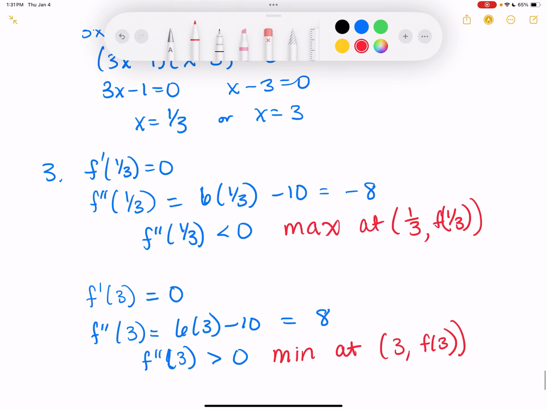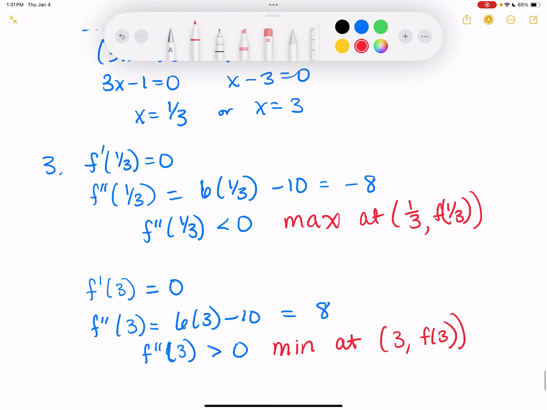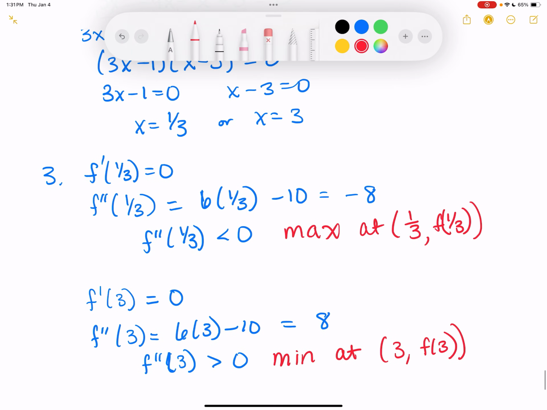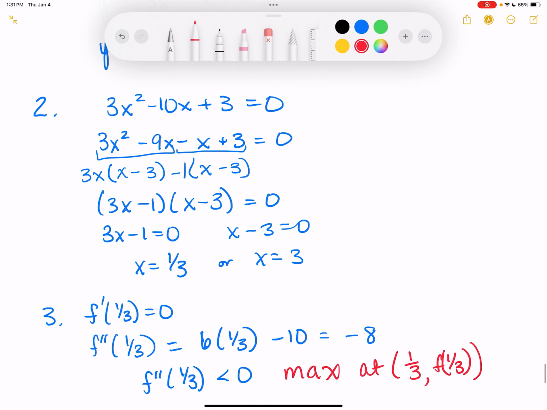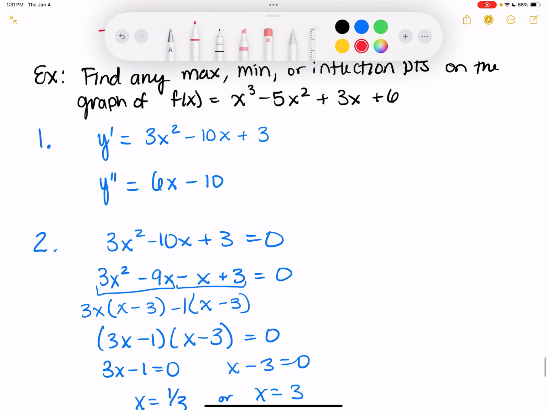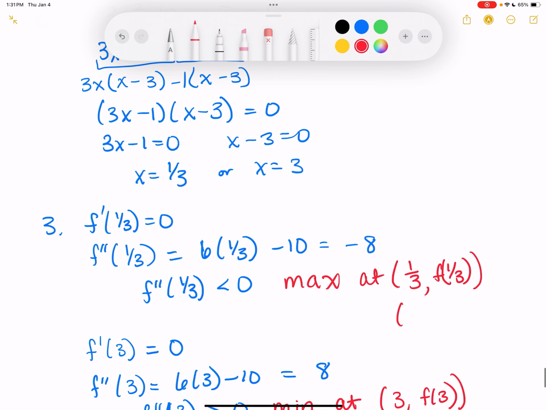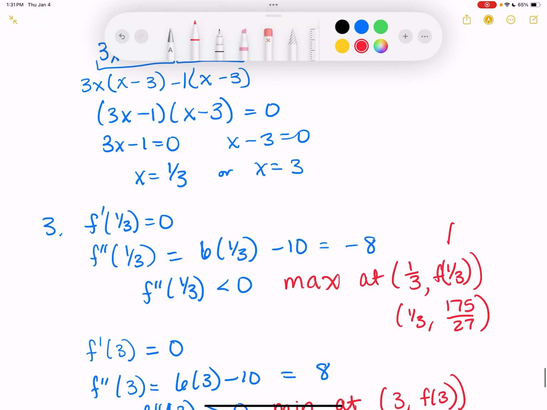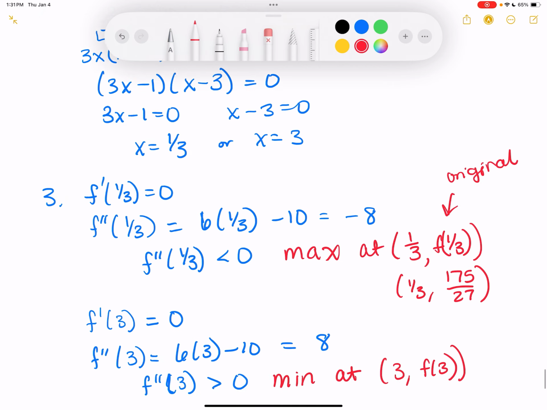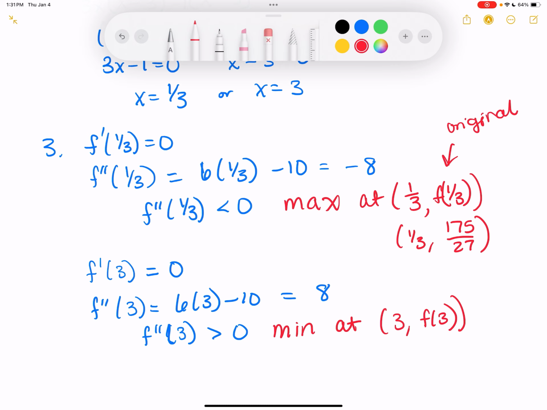So then the book would want you to actually find those values. So we would need to go back and plug it in. I'm going to save some effort. This one is 1/3 and 175 over 27. Oh, like plug it into the original. Yeah. And what would that be finding? That would be actually finding the point on the original graph.